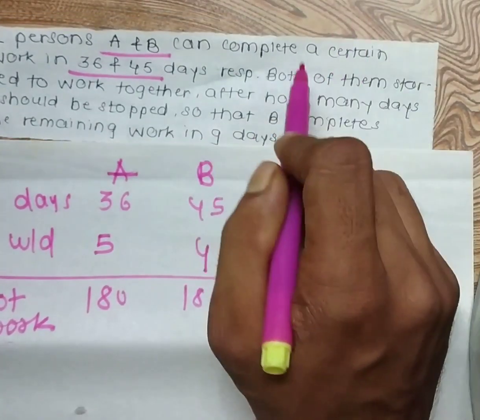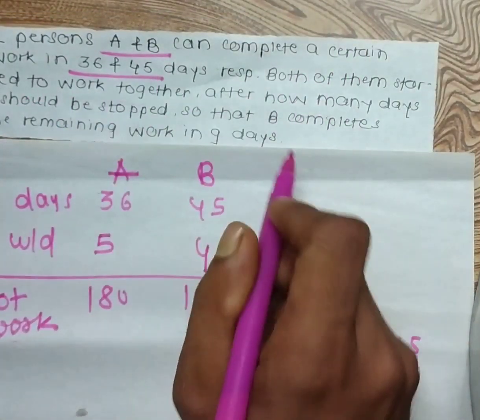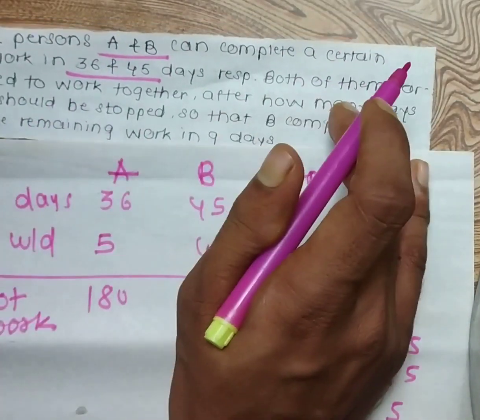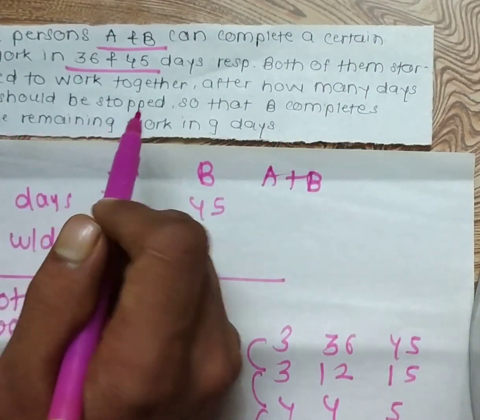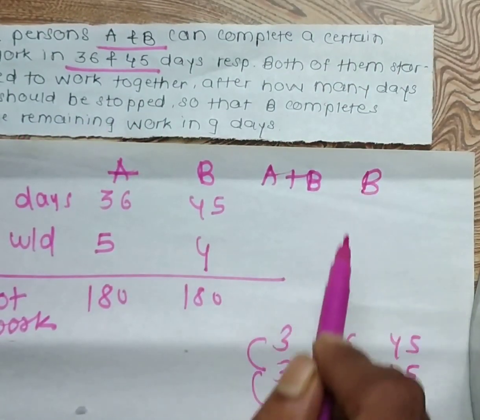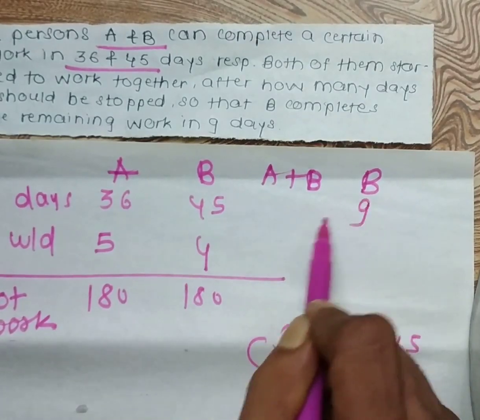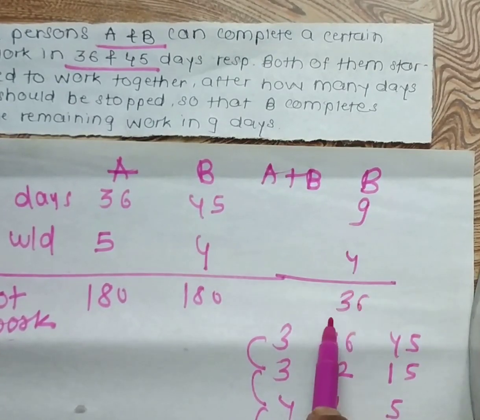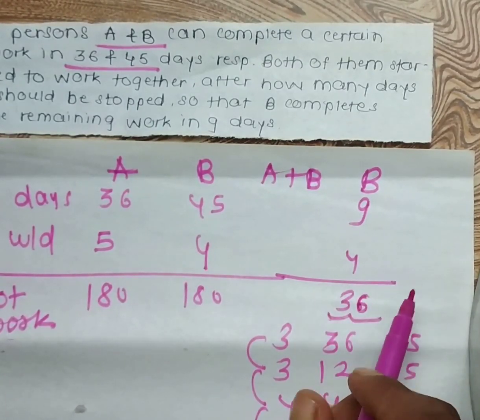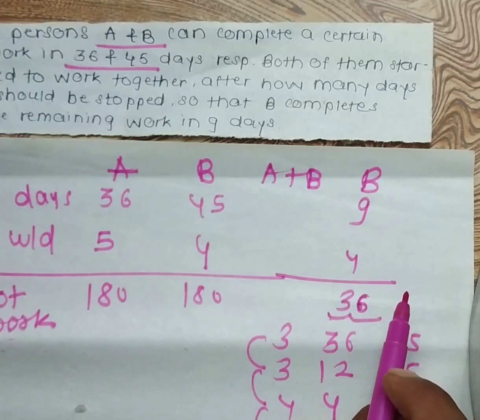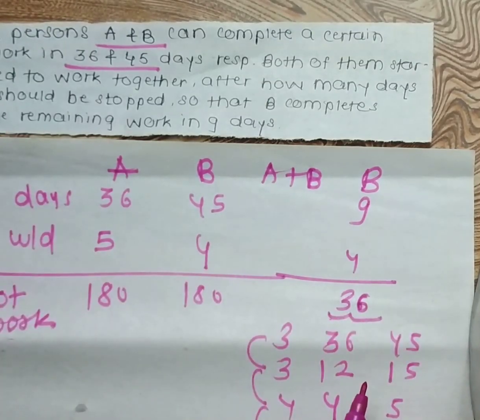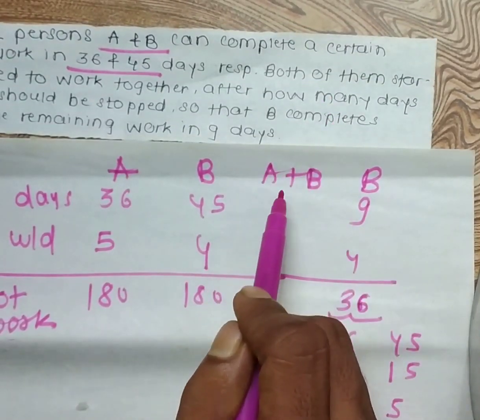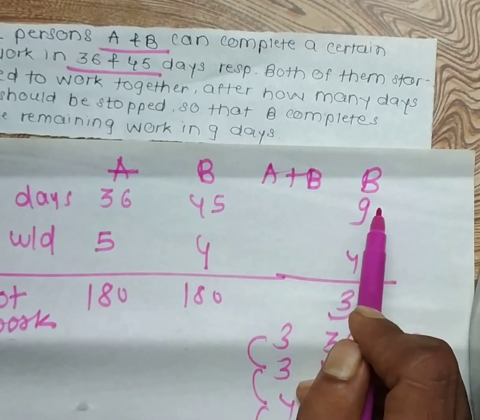The question is, both of them started to work together, means A plus B. After how many days should A be stopped so that B completes the remaining work in 9 days? Means what? B has to complete the remaining work in 9 days and B's speed is 4. So 9 4s are 36. This is the work which B has to complete after A leaves the work.